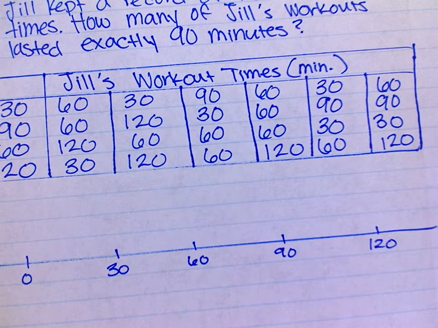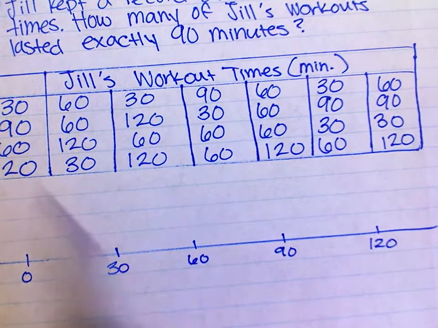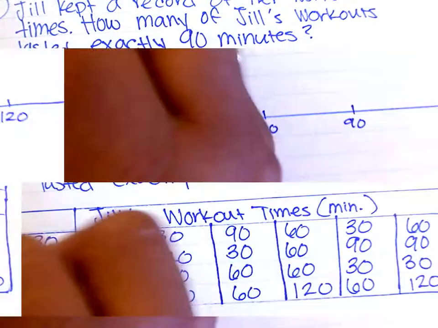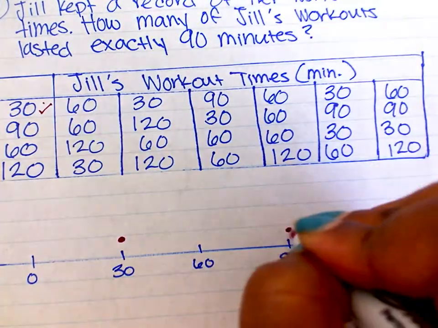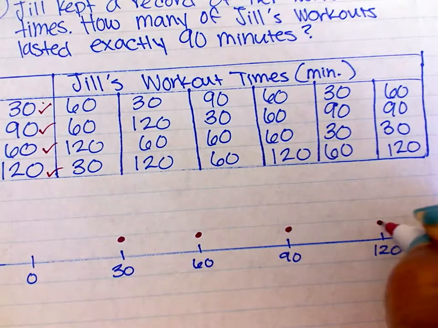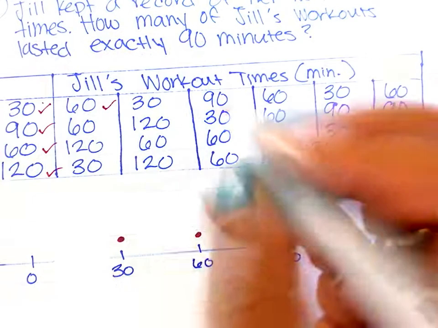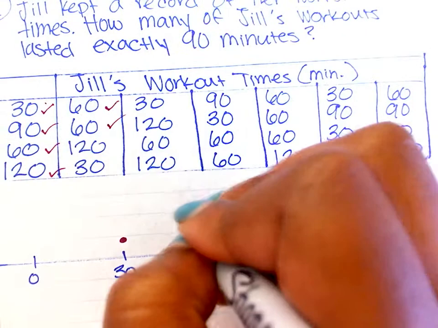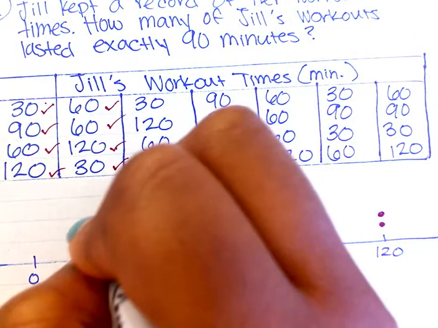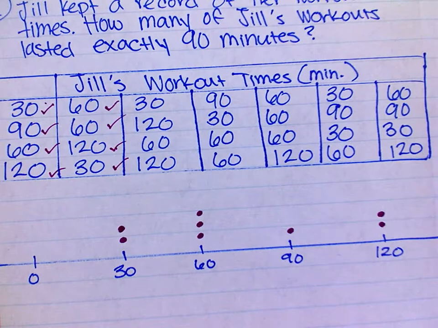Now again, when you start plotting, you can either cross them out as you go, you can check them off, scribble it, whatever you want to do. Okay? So I'm going to start in my left column here at 30, 90, 60, and 120. Go at your own pace. 60, 60, 120, 30. Start making your dots.